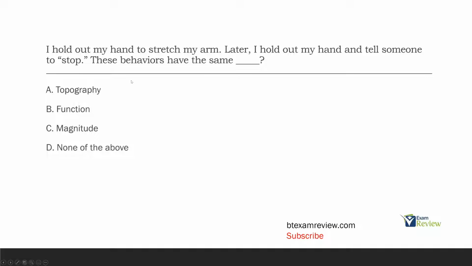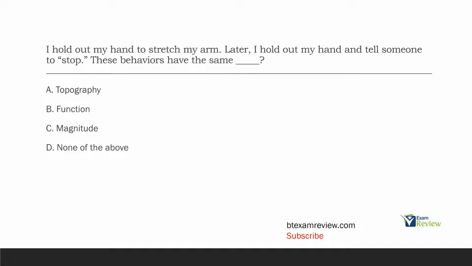Question 1. I hold out my hand to stretch my arm. Later, I hold out my hand and tell someone to stop. These behaviors have the same what? Remember, when we're describing behaviors, we're talking about functions, why it happens, topography, what it looks like, and then sometimes magnitude. What is the intensity of it?